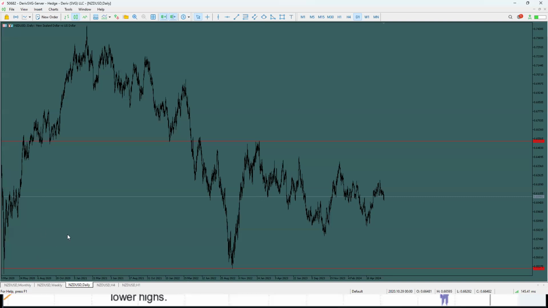Now you can see the lowest point, you can see the highest point from here, right? And you can see the lowest point here. So this market has been moving this way.